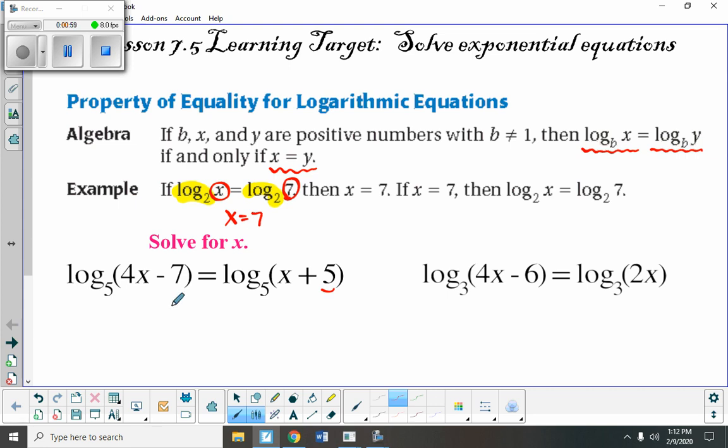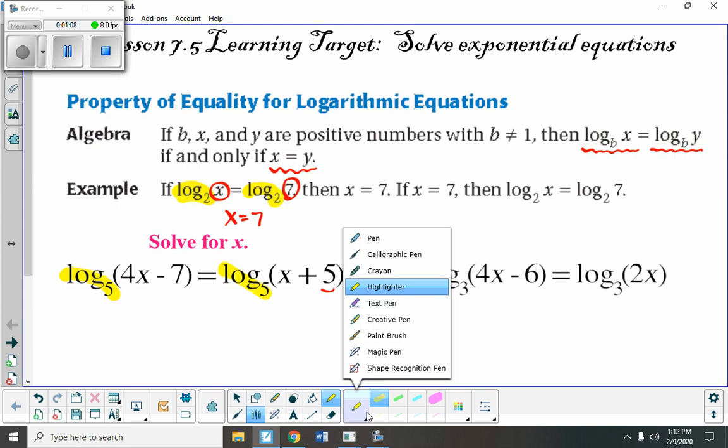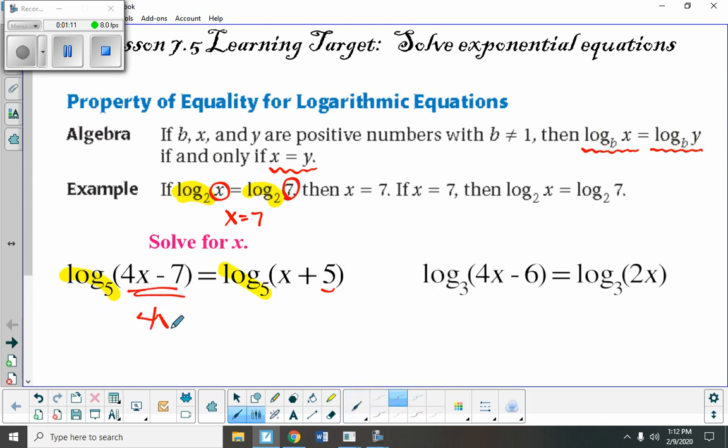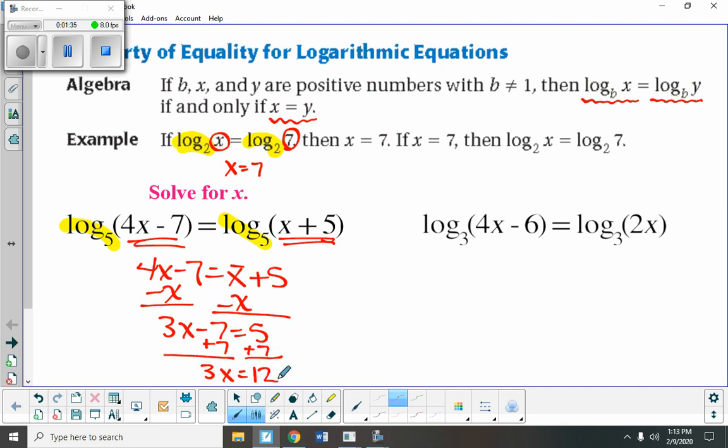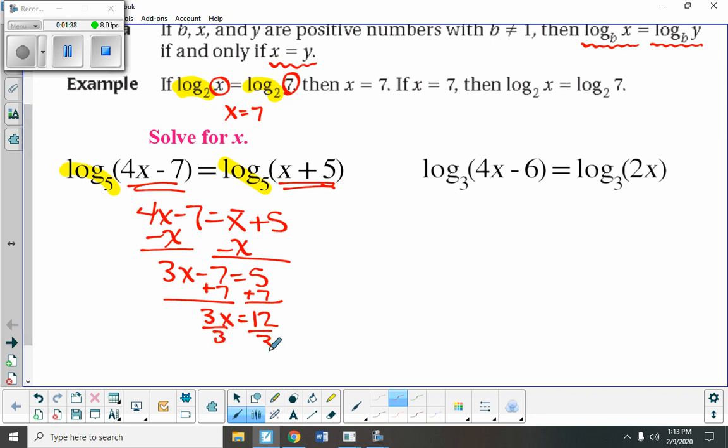It says log base 5 of 4x minus 7 equals log base 5 of x plus 5. So you have log base 5 here and log base 5 here, which means that the 4x minus 7 would have to equal the x plus 5. So we'll just solve that equation to find out what value of x that is true for. So we'd have 3x minus 7 equals 5. And then we have 3x equals 12. And if we divide by 3, x equals 4. So that's the value of x that makes that true.